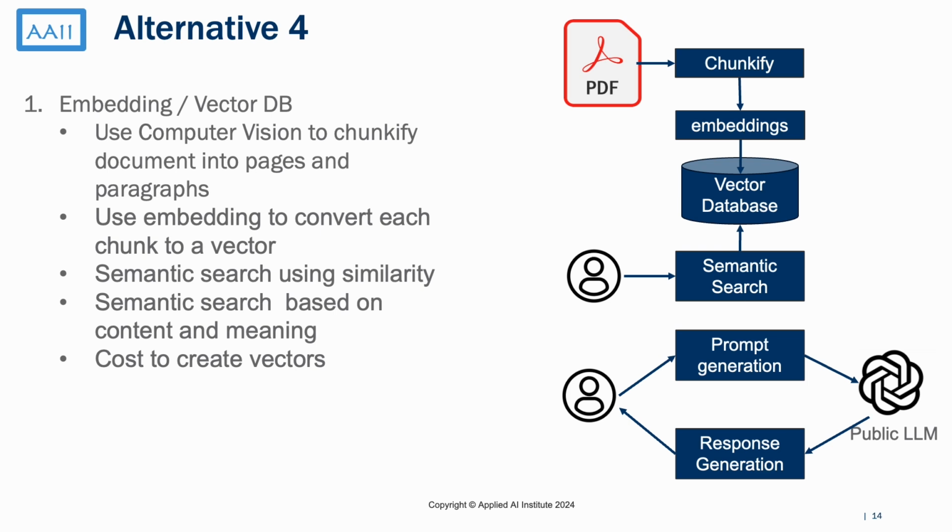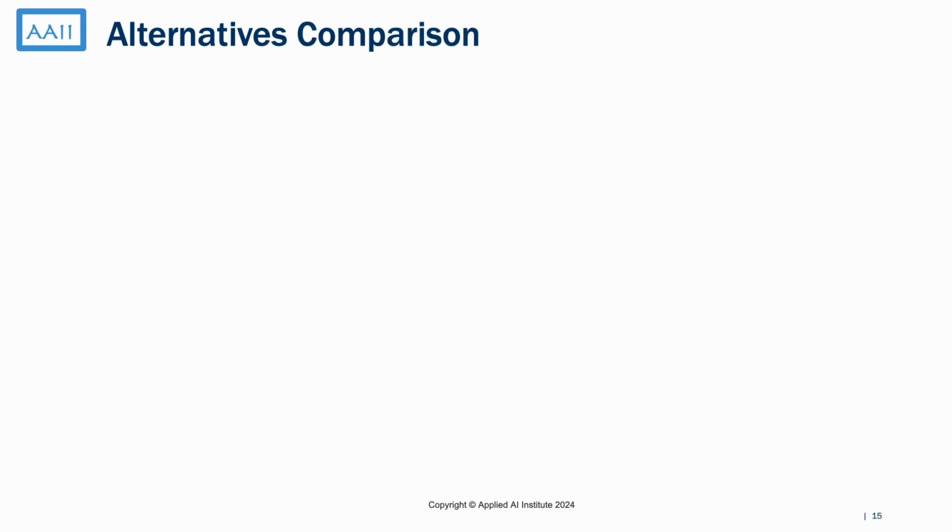Furthermore, semantic search isn't just about spotting similar phrases, it's about understanding content and meaning. This depth of search allows for more nuanced and relevant results because it understands the text in the way a human might. This approach costs a fraction of alternative one, where we fed the entire document. Alternatives 2 and 3, which use cheaper search techniques, are less expensive but also less effective in performing semantic search.